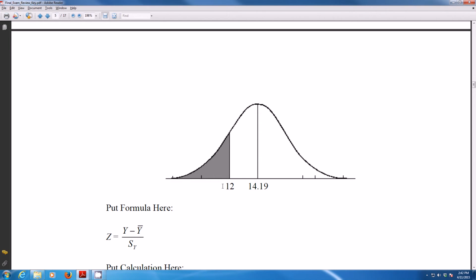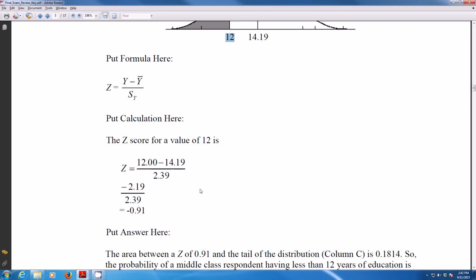And so what we have to do is take 12, turn it into a z-score, and find the corresponding area in column C of the table. So again, we're going to use this formula. It tells us to take the raw score, 12, subtract the sample mean, and divide it by the sample standard deviation. So 12 minus the sample mean, 14.19, divided by 2.39. That gives us a negative z-score, negative 0.91. And so that tells us that 12 is 0.91 standard deviations below the mean. So a little less than 1 standard deviation below the mean.